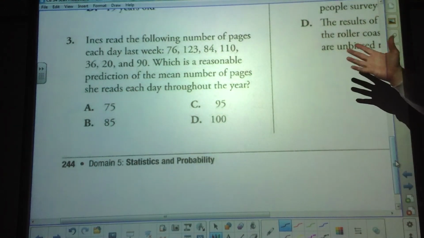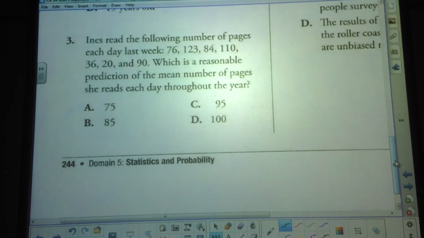We're trying to use this information to make a reasonable prediction of what's going to happen in the future. If the past is any indicator of the future, that's what we're doing here.